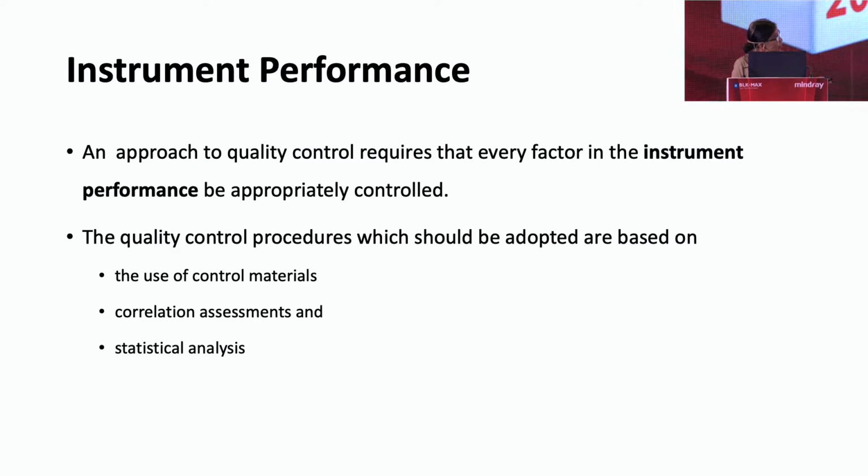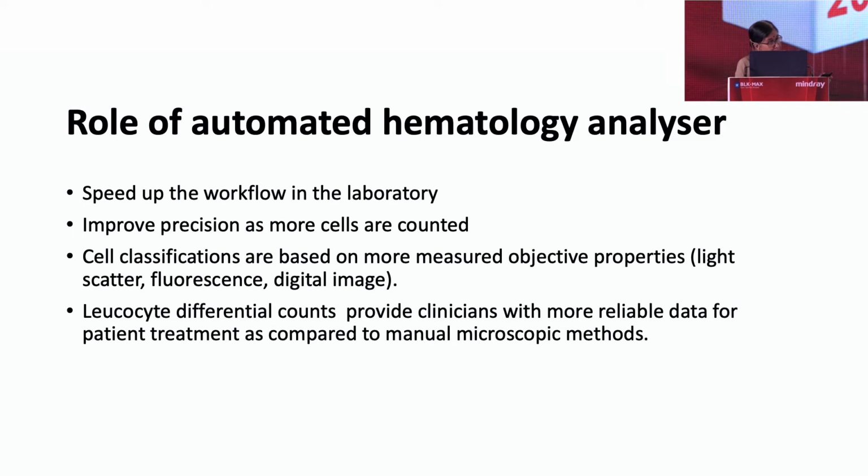So an approach to quality control requires that every factor in the instrument performance be appropriately controlled. The procedures that should be adapted are based on the use of control materials, correlation assessments, and statistical analysis that we routinely perform. So the role of a hematology analyzer is not just to speed up the workflow in a laboratory. However, it improves precision as many cells are counted.